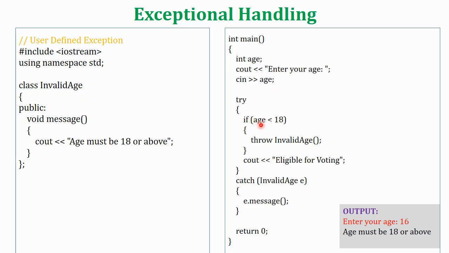In the try block, we are going to verify the age. If the age is less than 18, it will throw the invalid age. Automatically the control comes to the catch block. The catch block will execute the statement, that is e.message. So automatically it will invoke the function, then the corresponding message it will display: the age must be 18 or above.